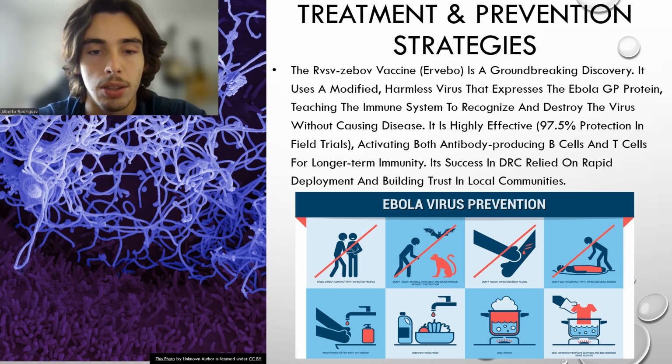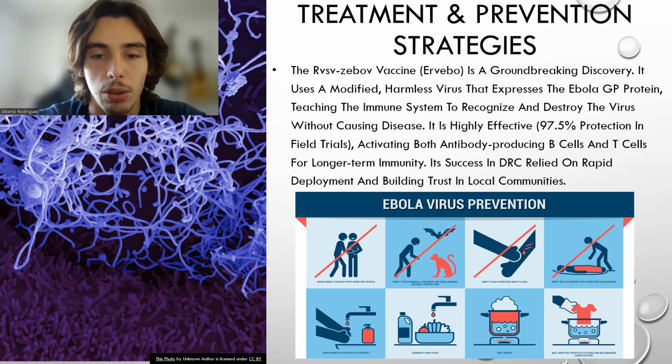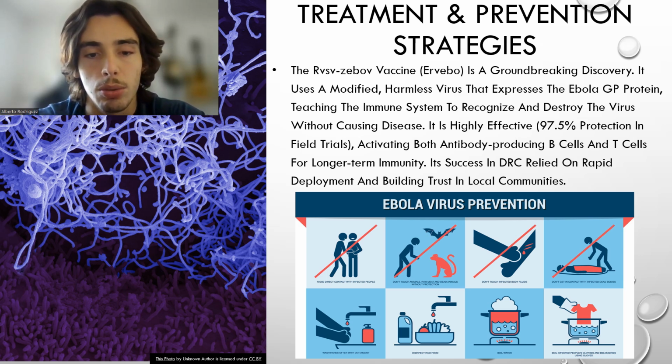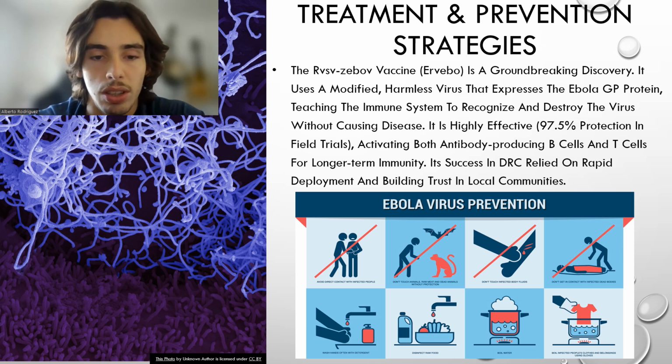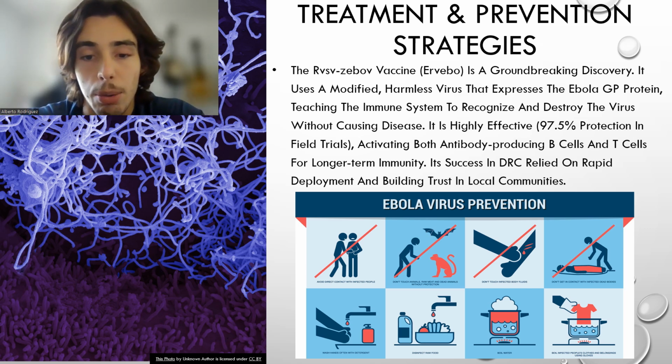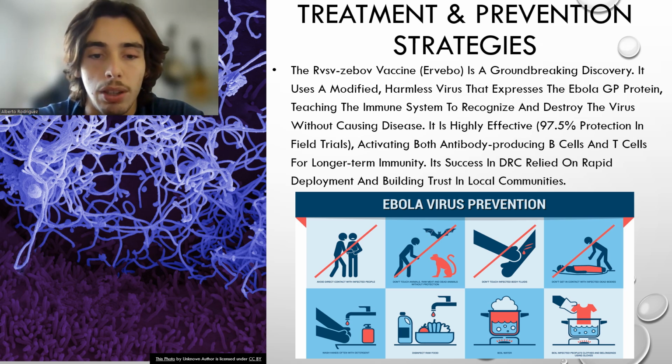The vaccine, which uses a modified virus to express Ebola's glycoproteins, training the immune system to recognize the real virus, has been a game changer, especially during the DRC outbreaks, with over 97% protection in these trials. Rapid deployment and community trust were key to success. To reach more people with different strains, future vaccines need to be more multivalent, using mRNA platforms and also being stable at warmer temperatures so they can be easily distributed.